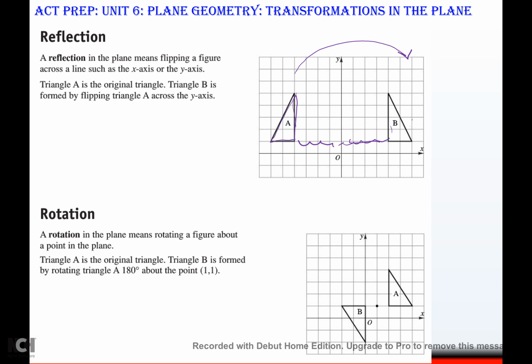That's a reflection. A rotation, and these, I'll be honest, are hard for me to see. A rotation in the plane means rotating a figure about a point in the plane. So if triangle A is the original, then we form triangle B by rotating triangle A 180 degrees about the point (1, 1). If you rotated it 90 degrees, it would flip on its side, and then you rotated it another 90 degrees, and then it would flip upside down. So this would reflect over and then turn upside down. So that would be 180 degrees.